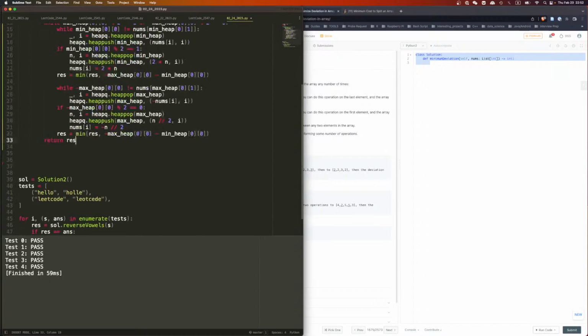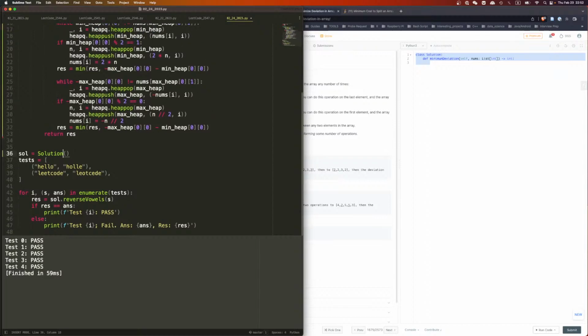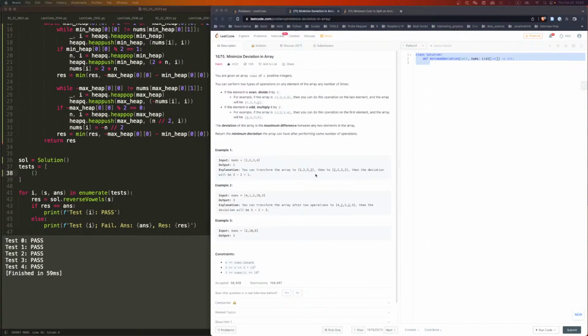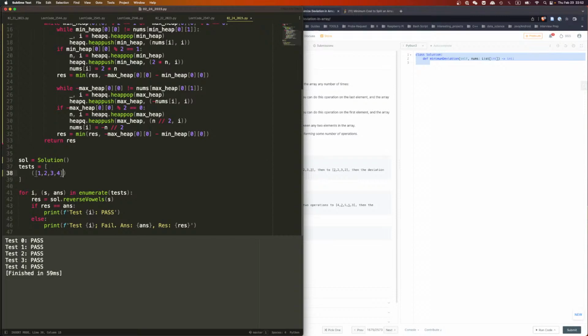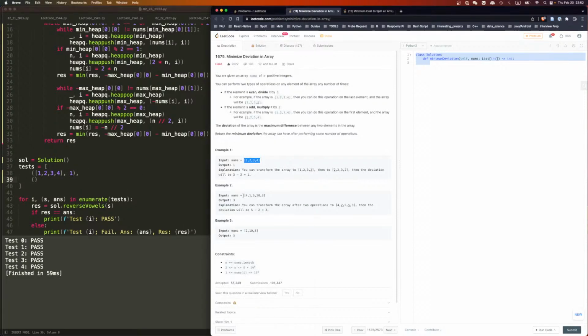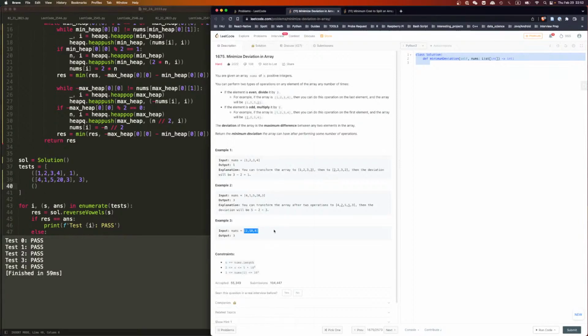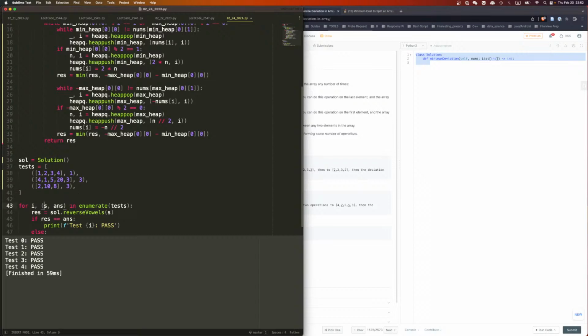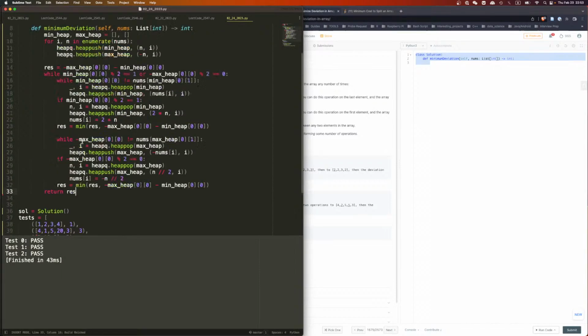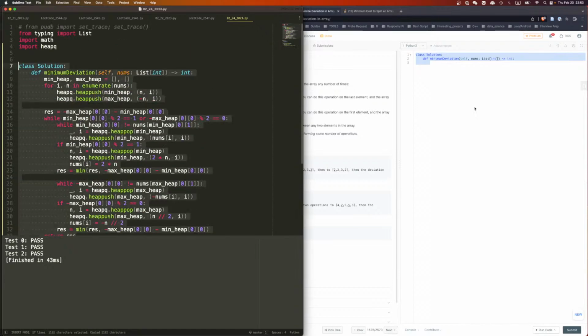Okay, let's check. Three examples. This should be 1. This is 3. This is 3. Nums, minimum. Oh shoot. Nums. Okay. Oh, I was like, wow, it's so slow. Let's see if they work.